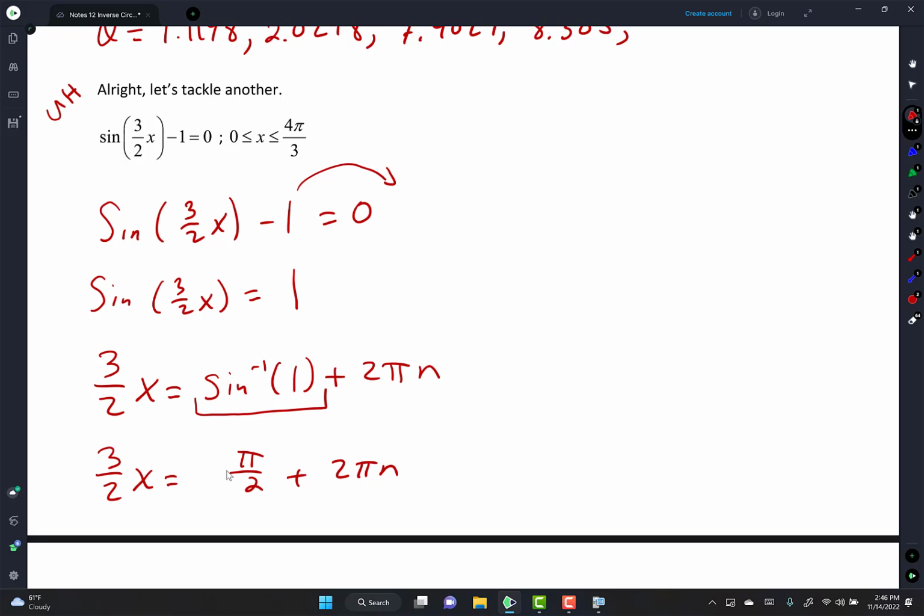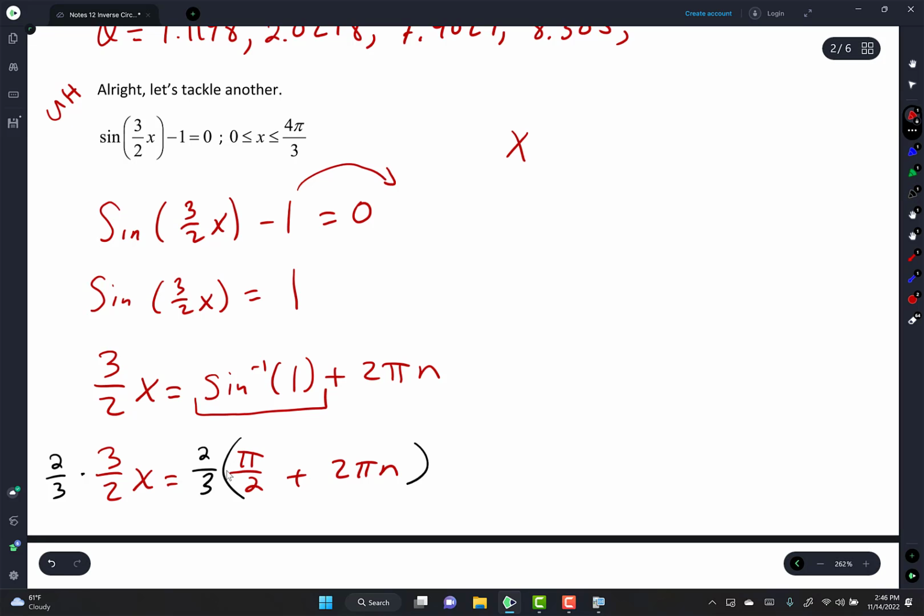Next, I need to get rid of that 3/2. You can, if you want, say divide by 3/2, which is perfectly fine. Usually when it's a fraction like this, the better term is to say reciprocal. Multiply by the reciprocal. So how do I get rid of the 3/2? Multiply by the reciprocal. Whatever you do to one, you do to the other. Does that make sense?